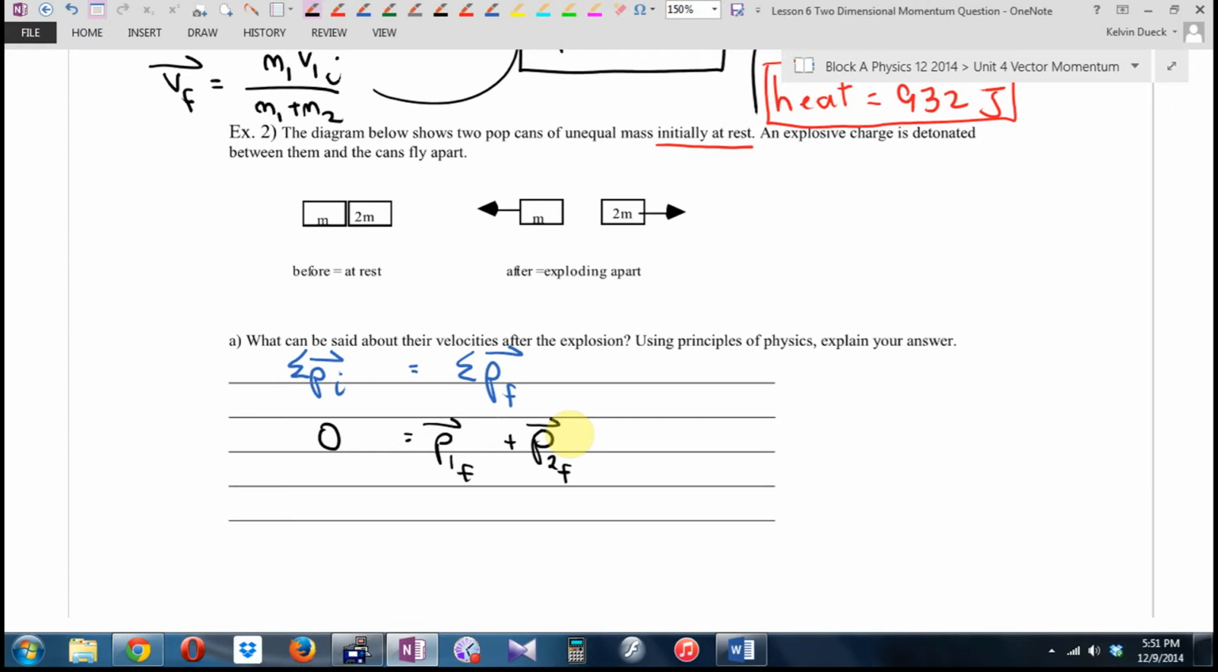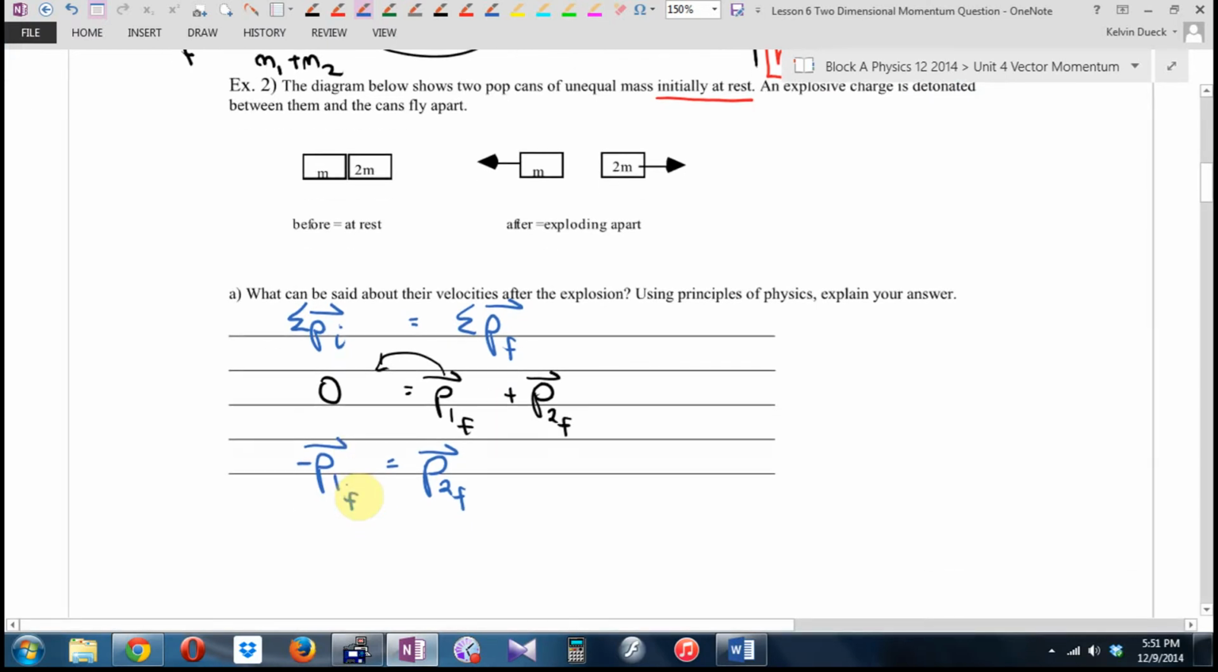Let's, first of all, get this to that side. So this is really negative momentum 1 final equals momentum 2 final. And momentum is what times what? Mass times velocity. Okay, so this is going to be negative m1 v1 final equals, now what's mass 2? 2m v2 final.